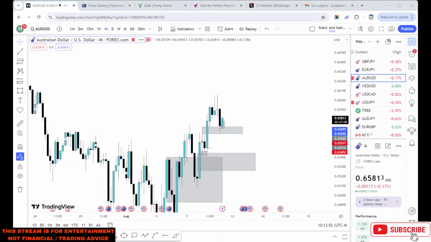We don't need those numbers. All right, so breakdown right now. So 4-hour time frame on AUD USD starting from the top. My higher time frame alignment, my higher time frame is going to be the 4-hour time frame.